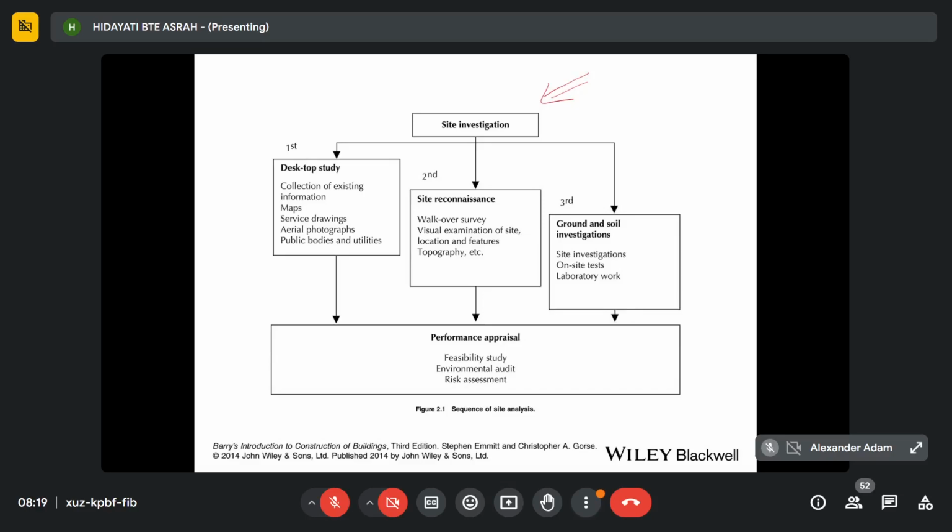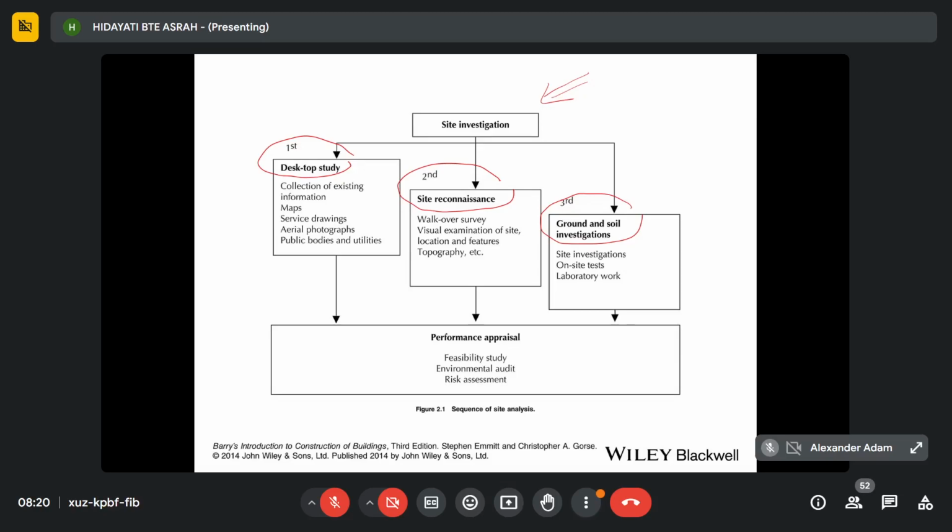Under this site investigation, there are three different stages. The first stage is the desktop study. The second stage is the site reconnaissance, and the third stage is ground and soil investigation. So you must do all this. You must collect all this information for site investigation. So we look at the first stage, which is the desktop study.